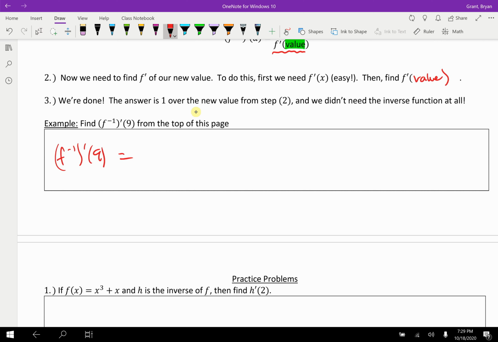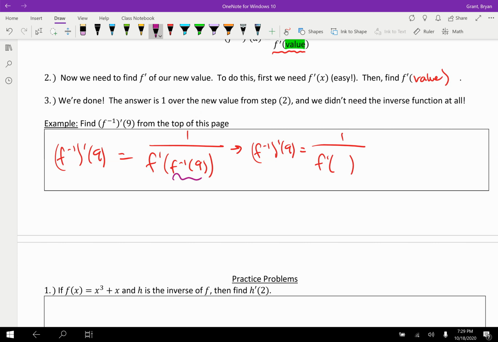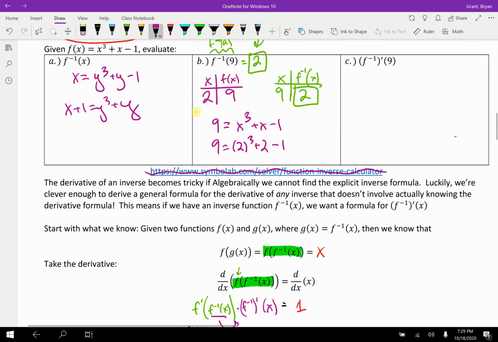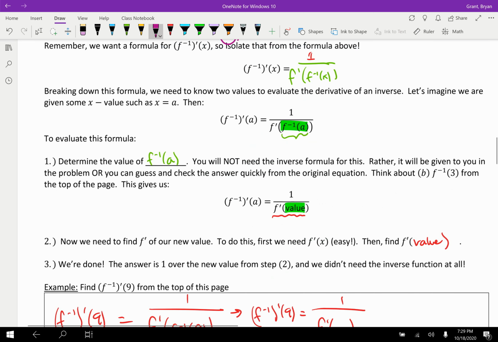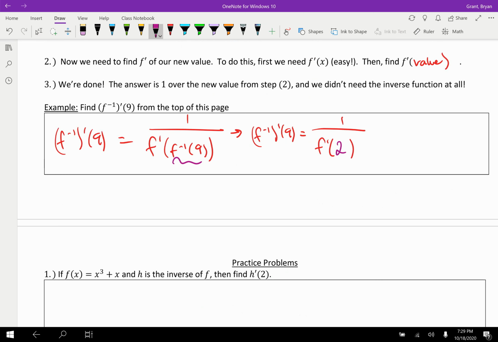How do we do it? We have a formula. 1 divided by f prime of the inverse of 9. Okay? I always try to keep both the left and the right side here so I don't lose track of what's happening. So I'm trying to find f inverse prime of 9, and we do that with 1 divided by f prime. And now let's find f inverse of 9. But again, we did that earlier. F inverse of 9 is up here. The output is 2. So this becomes 1 divided by f prime of 2.